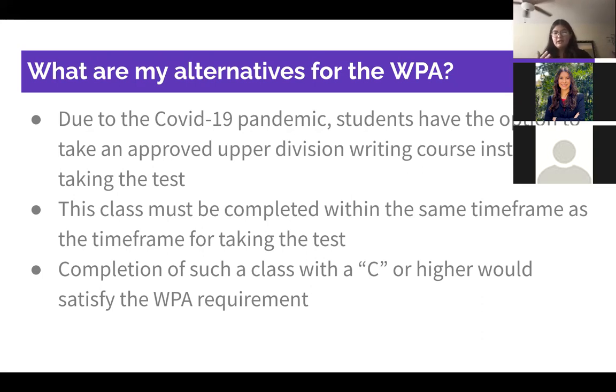Due to the pandemic, you have the option to take an approved upper division writing course in lieu of taking this WPA test. This class must be fulfilled within that same 60-unit time frame as taking the test, and completion of the class with a C or higher would satisfy this WPA requirement in your degree evaluation.